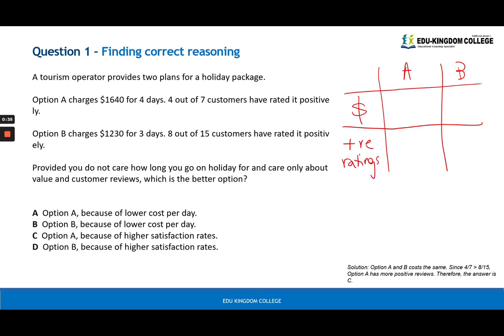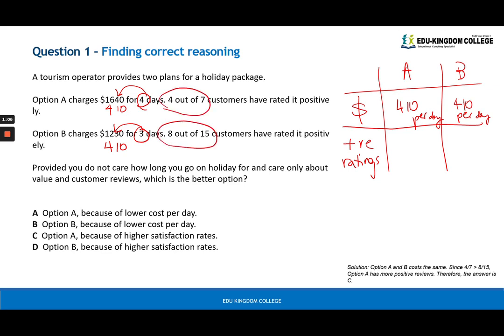Now with the money, if you think about dividing it so that we have per day, you actually get 410 for both. Per day, right? But that does not differentiate which one's better because they're the same. So that's why we have to look at the customer rating.